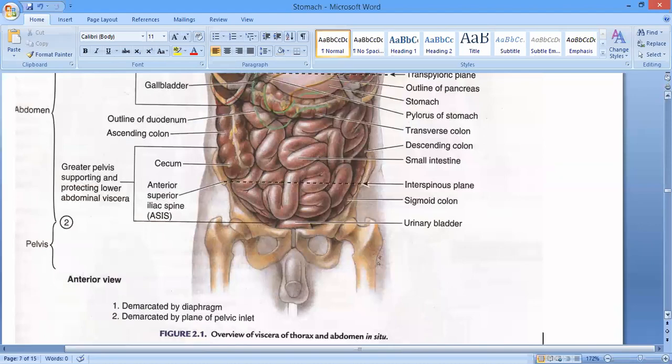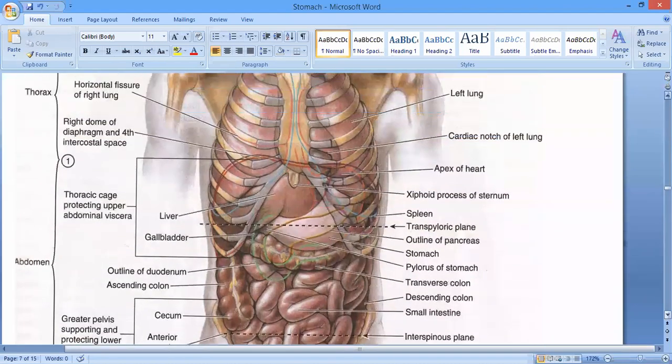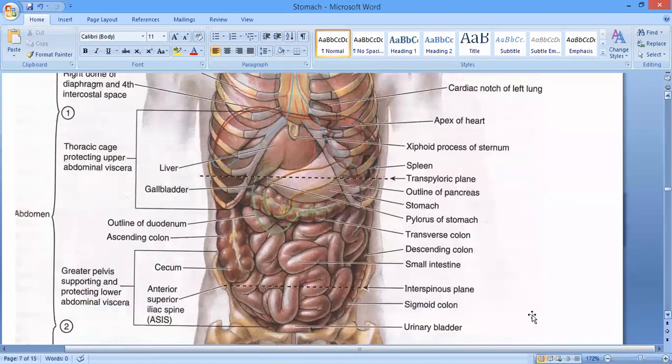Okay. Now, can anybody tell me the anterior relations of the stomach? Kis ko yahan pe kya nazar aa raha hai? Anterior relations of the stomach. Diaphragm, left lobe of liver, anterior abdominal wall.